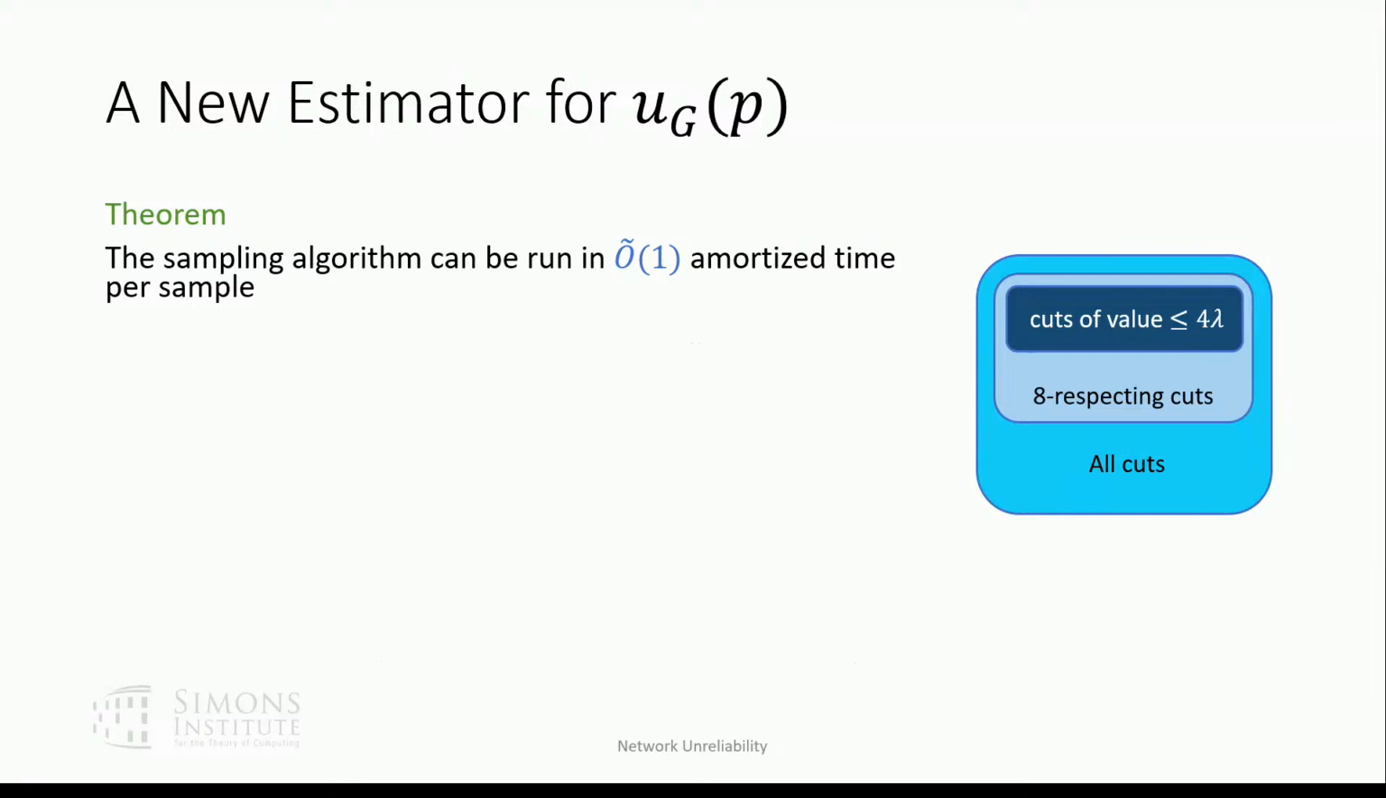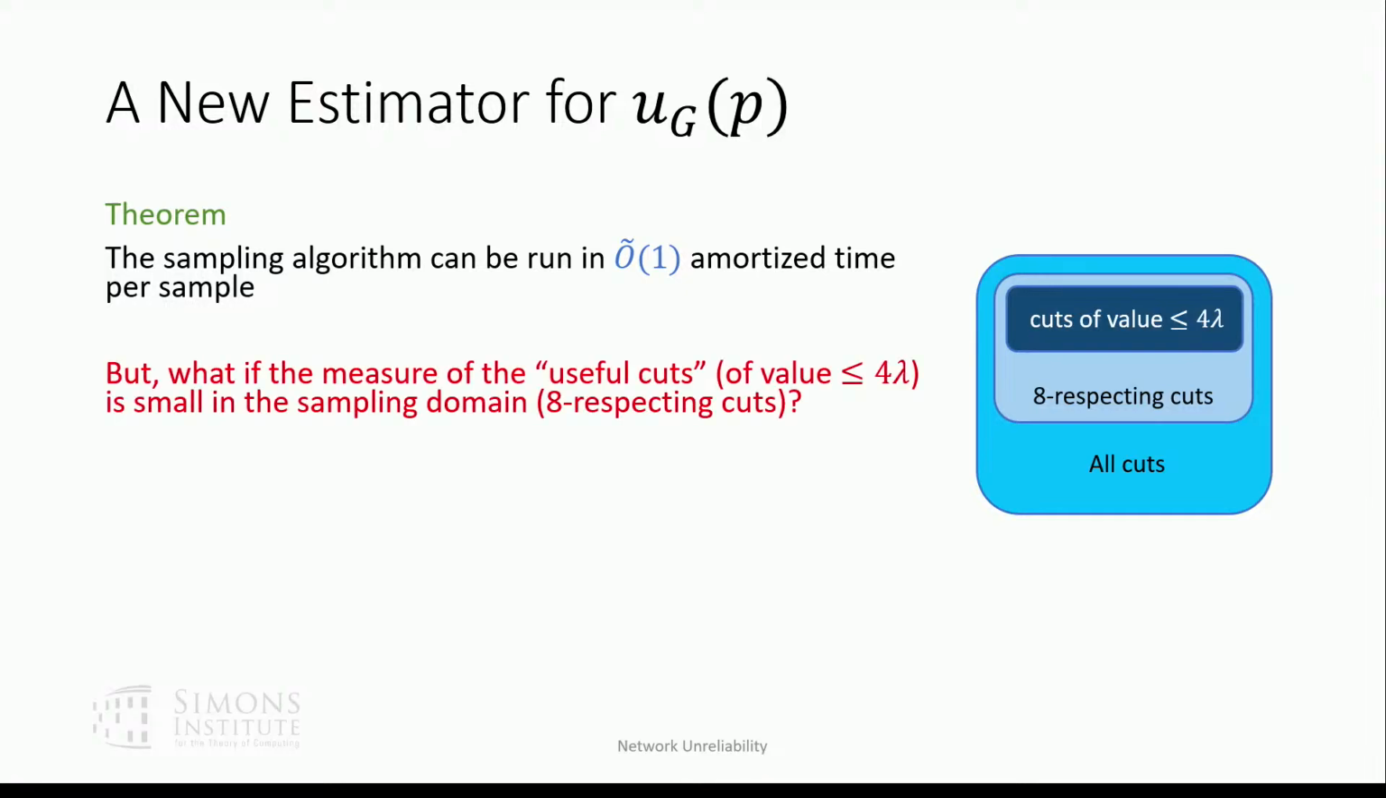Okay. So the first observation is that this sampling algorithm can actually be run very efficiently, in polylog time per sample. As I said, there's no hope of actually constructing any spanning trees and so on, but there are tricks to make this run fast.